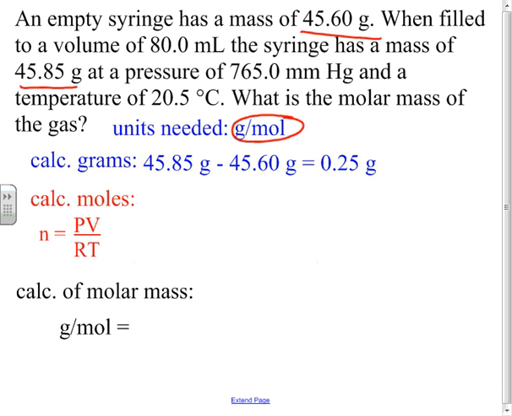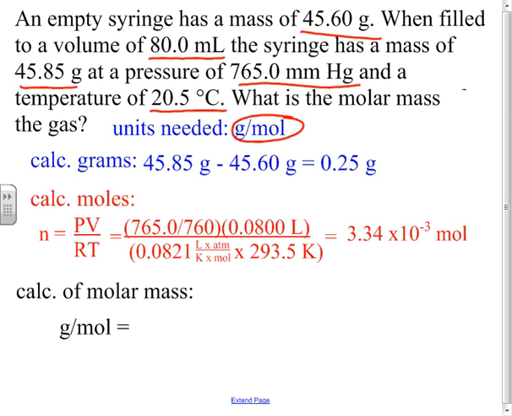To calculate moles, we just have to use the ideal gas law. We'll have to convert our pressure into atmospheres, our volume into liters, and our temperature into Kelvin. And that will give us this setup. And so here is the pressure converted to atmospheres by dividing by 760, the volume in liters, temperature in Kelvin, and that gives us a certain number of moles.